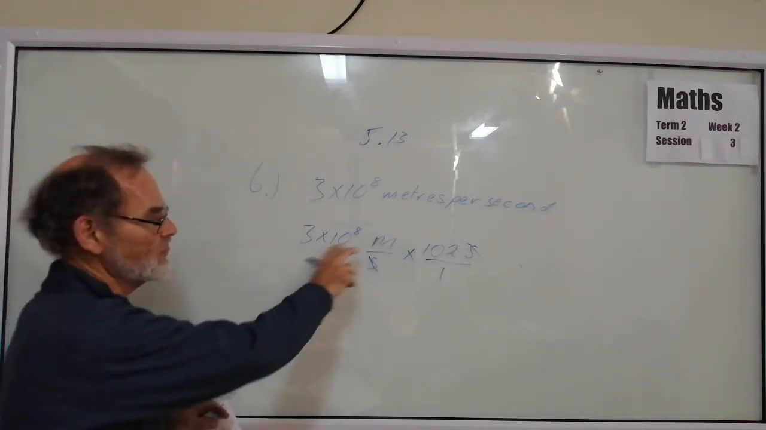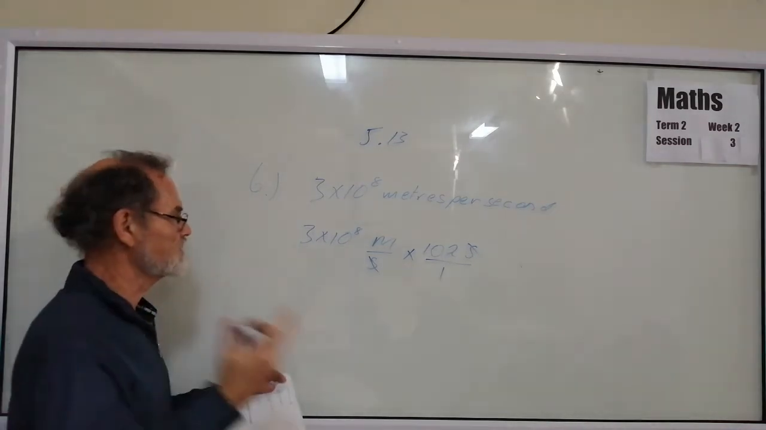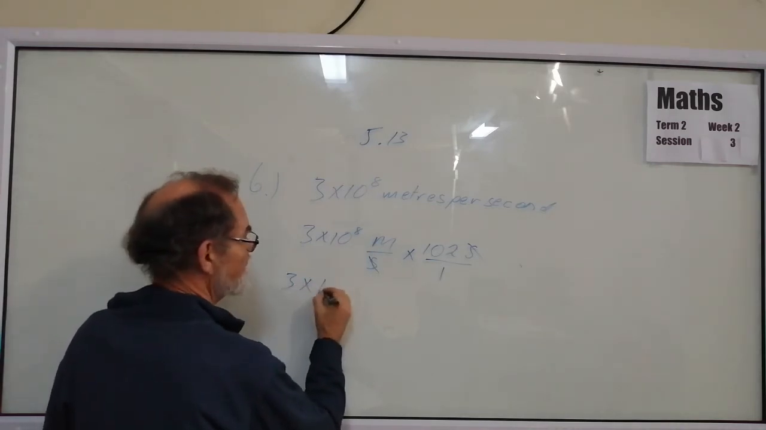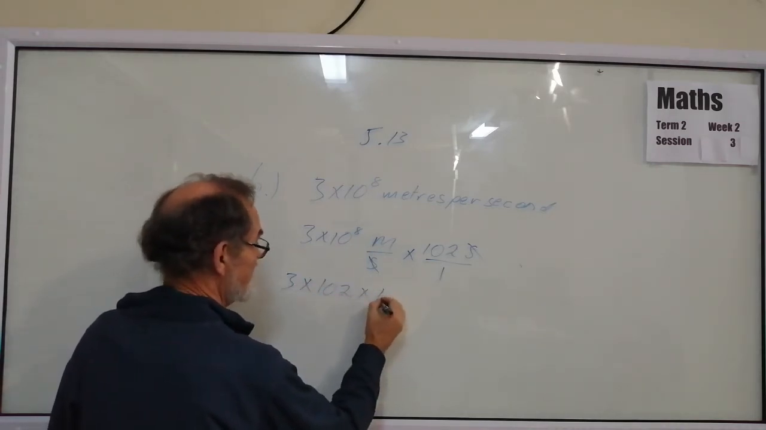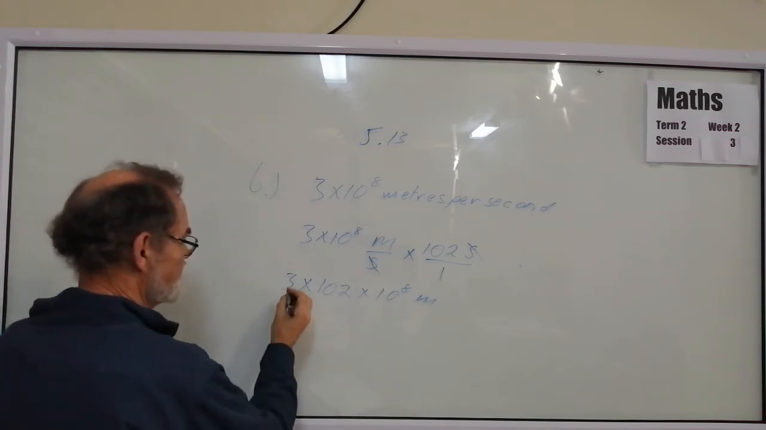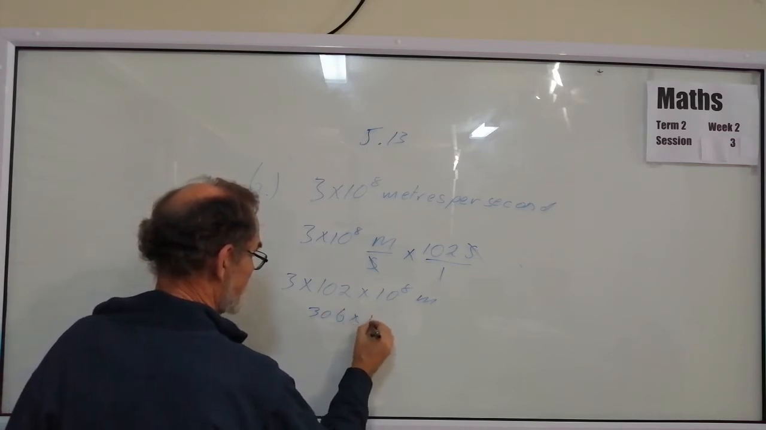And that's how you know your answer is right, because your answer must be in meters because they want to know how far. So it is 3 times 102 times 10 to the 8 meters. And 3 times 102 is 306 times 10 to the 8.